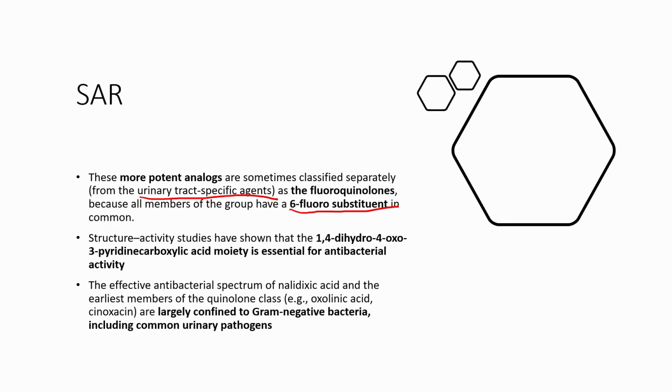Structure activity studies have shown that the 1,4-dihydro-4-oxo-3-pyridine carboxylic acid moiety is essential for antibacterial activity. And the effective antibacterial spectrum of nalidixic acid and the earlier members of the quinolone class are only limited to gram-negative bacteria, including common urinary pathogens. So as I said earlier, if your structure does not have a fluorine substituent at number 6, it won't be effective other than in urinary bacteria.